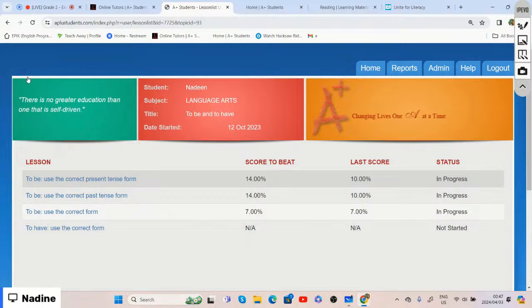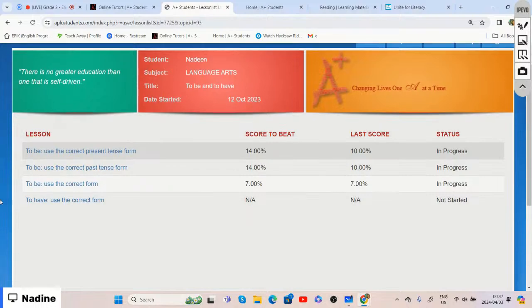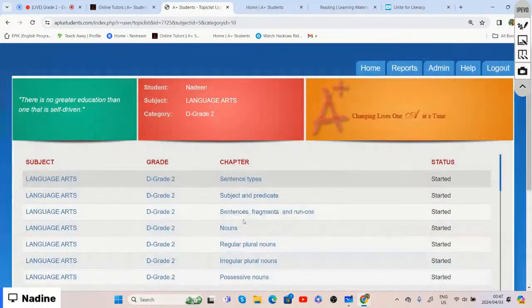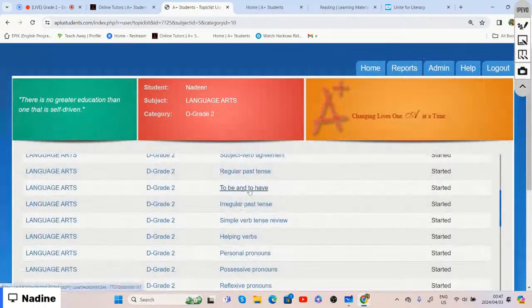Oh, it's your first time here. We are doing the chapter of to be and to have. I think if I go back, it was somewhere there, just after regular past tense. So we are doing the chapter of to be and to have.